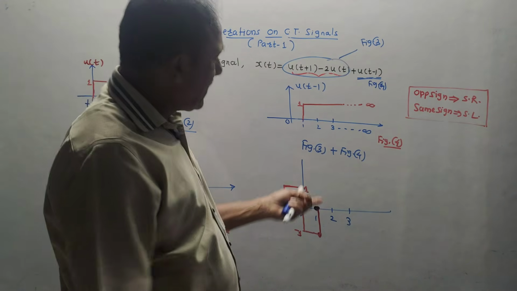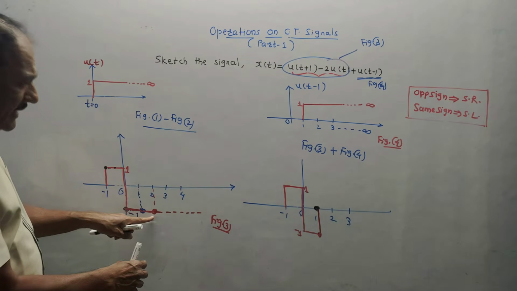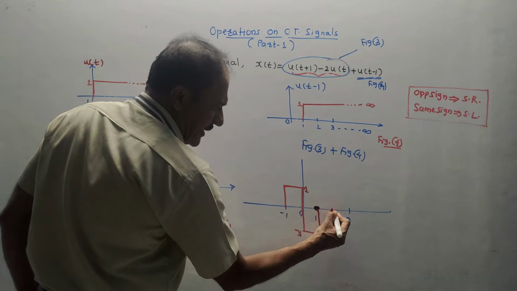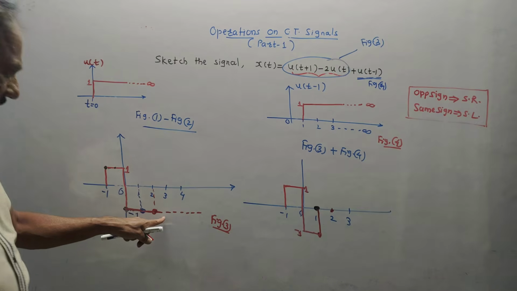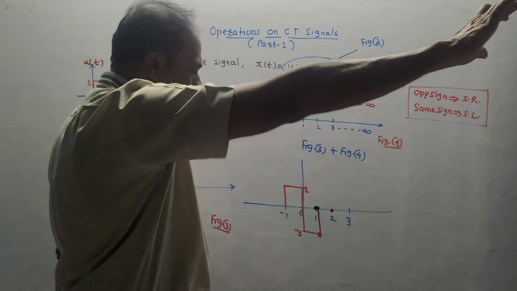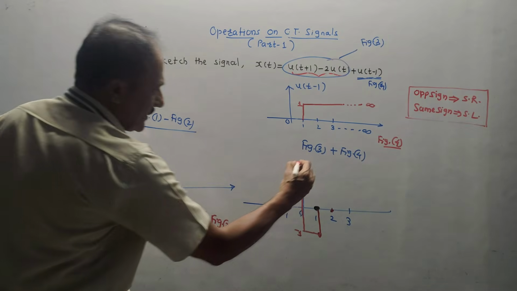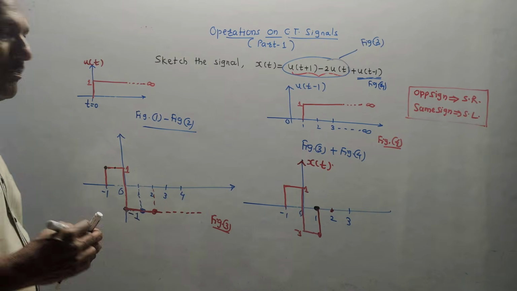Let us take one more reading. At 2 this is 1. At 2 this is -1. 1 -1 is 0. At 2 again I am getting 0. So 0 is optional. Even if you won't mark in the diagram, it's okay. At 3 this is 1. At 3 this is -1. Again it becomes 0 and so on till infinity. It will start generating 0. So this is the resultant diagram for the signal x of t.